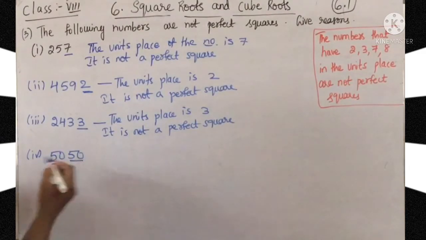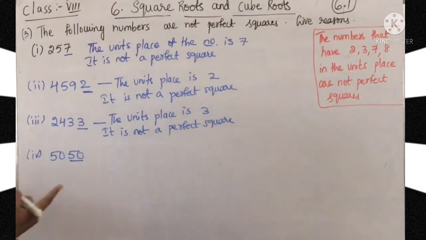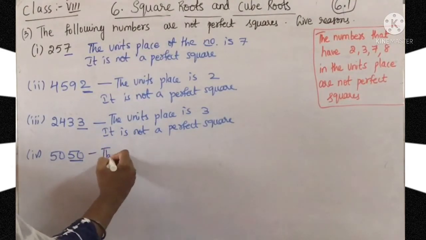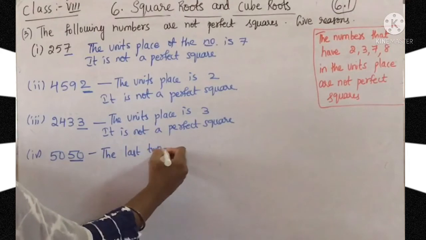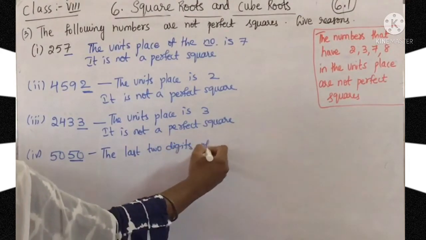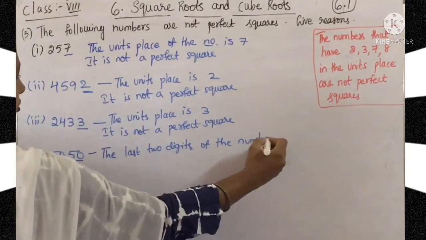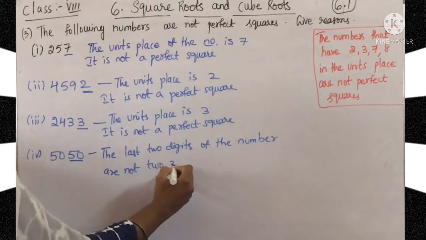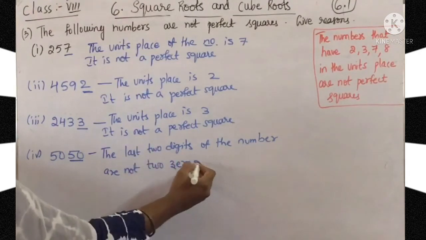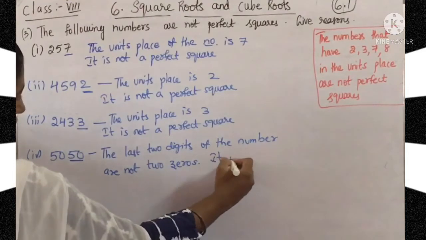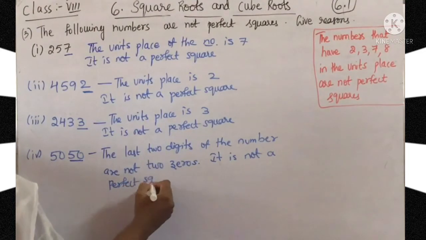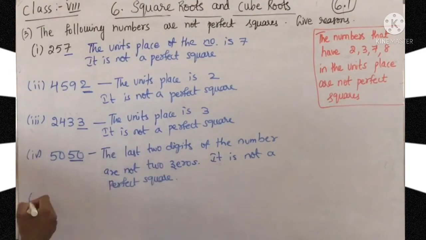Here, the last two digits. The last two digits of the number are not zeros. Here, the number of trailing zeros should be even. So the last two digits of this number are not two zeros. So it is not a perfect square. So based on the properties of square numbers, this sum will be based, children.